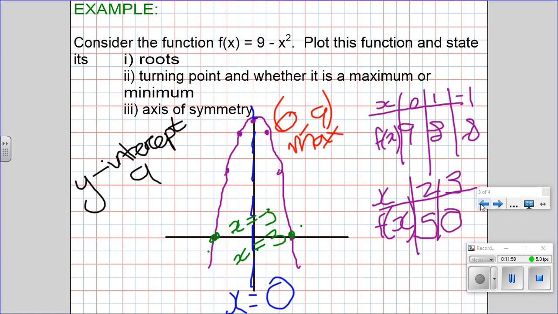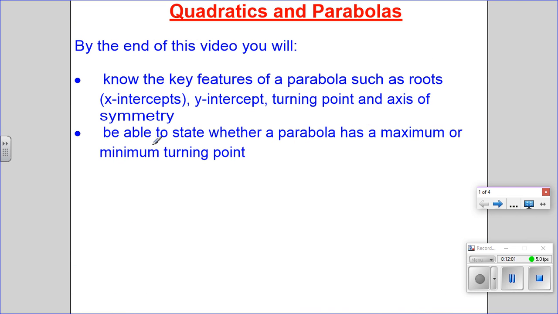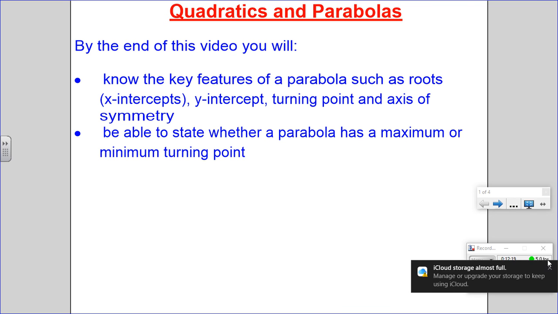Okay, so let's just check when we go back to the first video. Do we know the key features of a parabola, such as roots, the x-intercept, y-intercept, turning point, and axis of symmetry? Well, I hope so now. And be able to state whether a parabola has a maximum or minimum turning point, then yeah, hopefully we've covered both of those things and we're quite clear on what those things are.